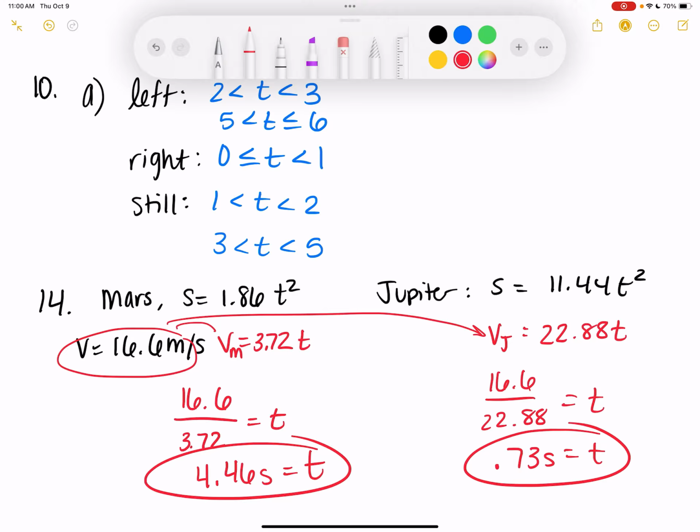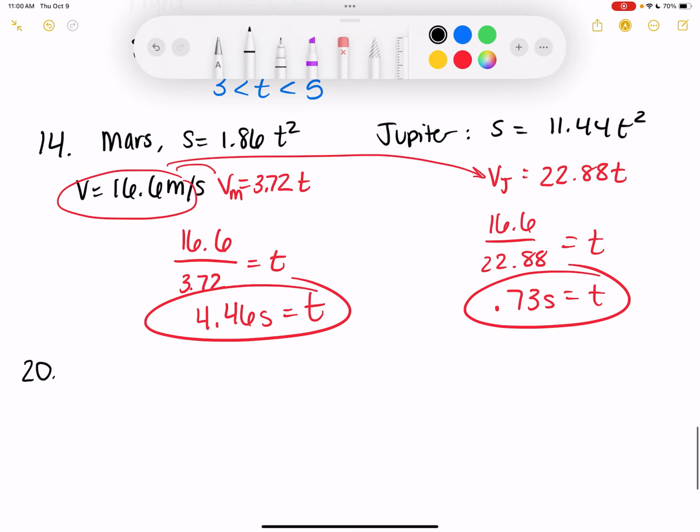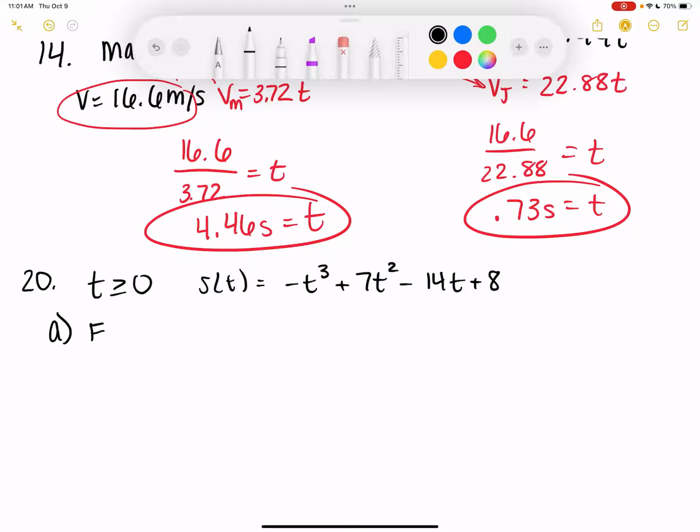Particle motion problems here. Number 20. A particle moves along a line so that its position at time t greater than or equal to 0 is given by the function s of t equals negative t cubed plus 7t squared minus 14t plus 8, where s is measured in meters and t is measured in seconds. And so A, they want us to find instantaneous velocity at any time t.